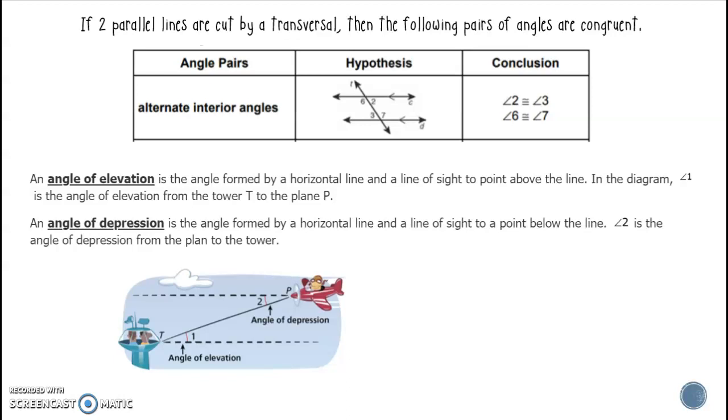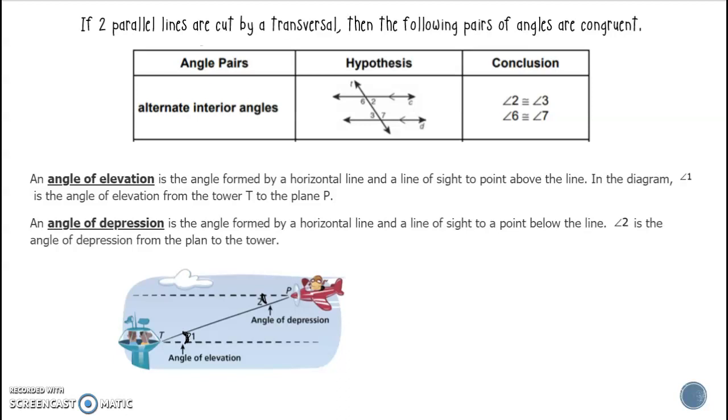An angle of elevation is the angle formed by a horizontal line and the line of sight to the point above the line. So if I look at this diagram down here, my angle of elevation is the angle here to my line of sight. The angle of depression is the angle to the line of sight to a point below the line. This angle will be my angle of depression, looking down.